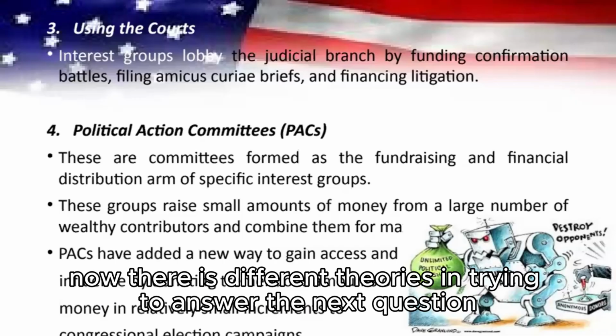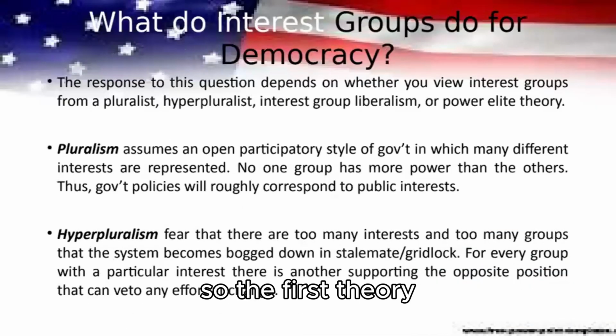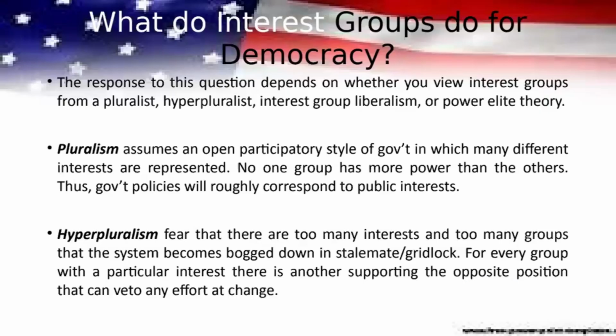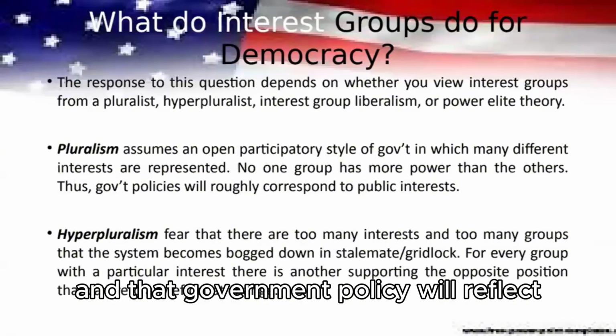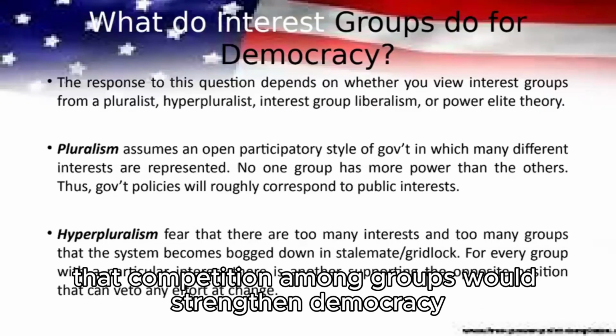Now, there are different theories in trying to answer the next question, which is, what do interest groups do for democracy? So the first theory that tries to explain the relationship between interest groups and democracy is that of pluralism. Pluralists believe that many competing groups participate in politics, that no single group would dominate, and that government policy will reflect the broad political interests of various groups. So defined in this case is that competition among groups would strengthen democracy.